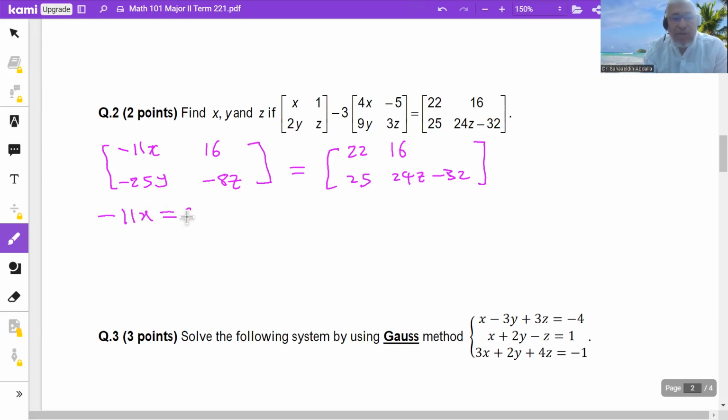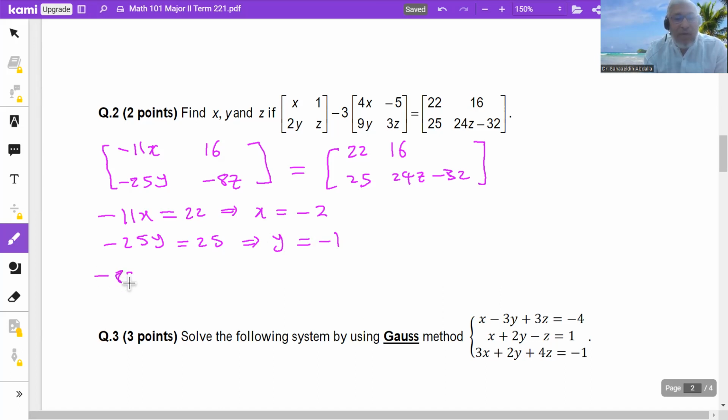So negative 11x equals 22. So how to find x? I divide by negative 11. 22 over negative 11 is negative 2. So this is the value of x. And then I have negative 25y should equal 25. So y would be equal to 25 over negative 25, that's negative 1.